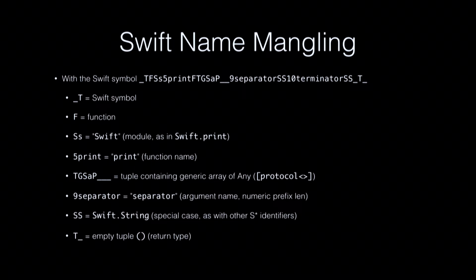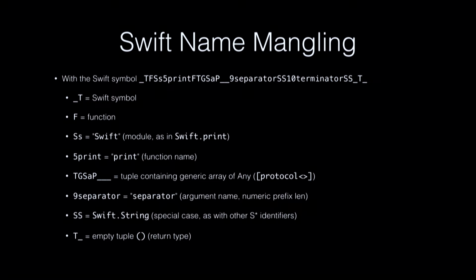And then something which is TGSAP underscore, which looks like complete gibberish, but actually it is an array of a protocol type that doesn't have any generified types in it. So the P underscore is the protocol generic type, and then the T is a type of GSA, which is an array of, and then that protocol.